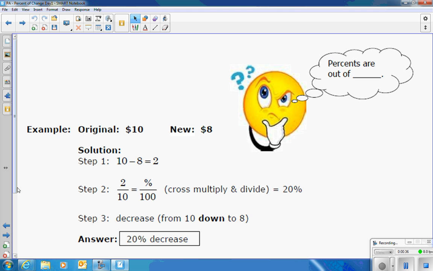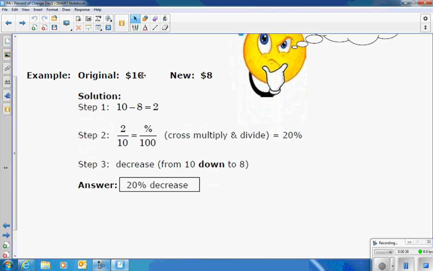So when we look at a problem, if the original amount is $10 and the new amount is $8, say you wanted to know how much that changed as a percent. You would first of all need to find out how much it changed by subtracting to get the amount of change. The amount of change out of the original amount is what percent out of 100? That's how you set up your proportion.